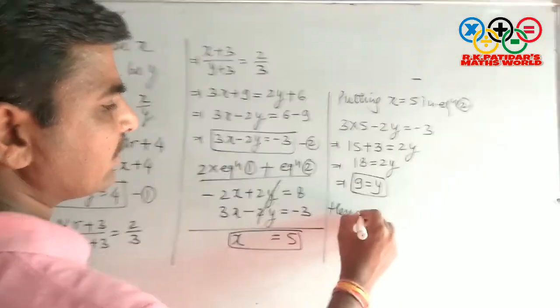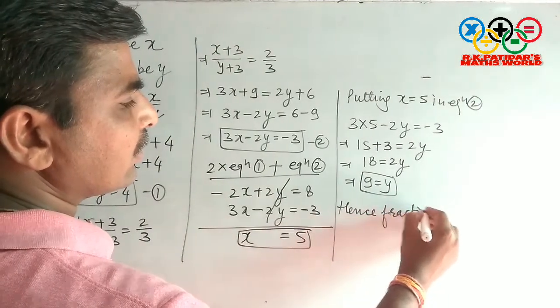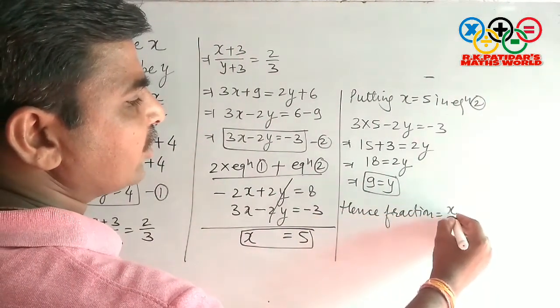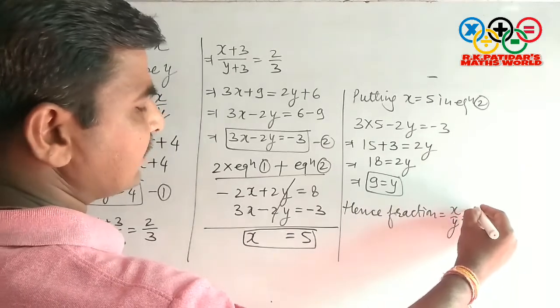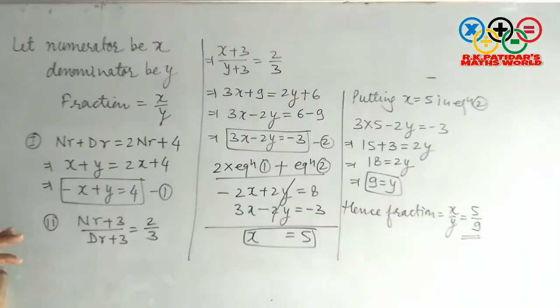Hence the fraction x upon y. So x is what? 5 and y is what? 9. So this will be answer.